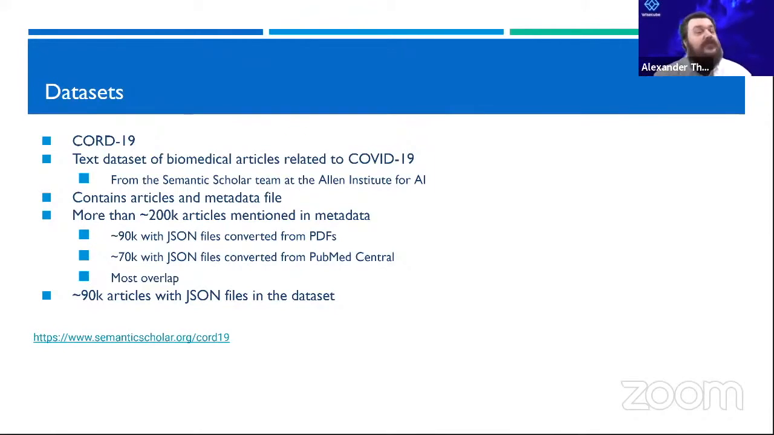200,000 some articles are mentioned in the metadata. However, there's only about 90,000 with PDFs and about 70,000 from PubMed Central. So overall, there are about 90,000 articles that are actually contained in the dataset. Others you can probably retrieve through URLs. However, we stuck to just the articles that we matched up from the metadata and the actual articles in the dataset.